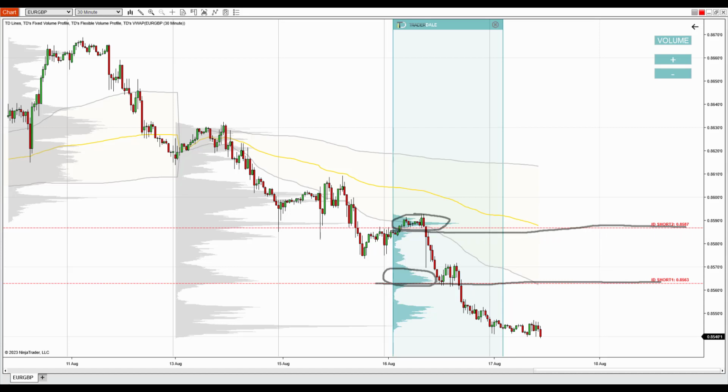Also, there's a nice confluence with the first resistance, this one, because currently the first deviation of VWAP, that's this gray line, is very close to that level, actually like one pip below it. And if it stays there at the time of the pullback, it will make the level stronger because the price likes to react to the first deviation of VWAP.